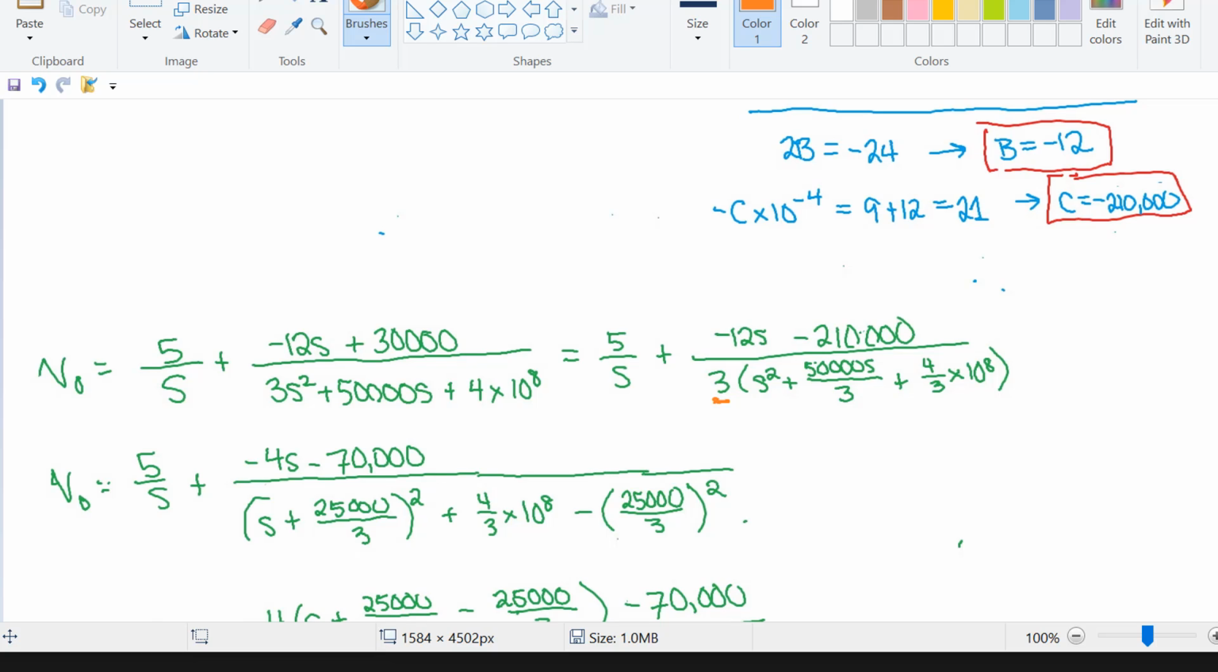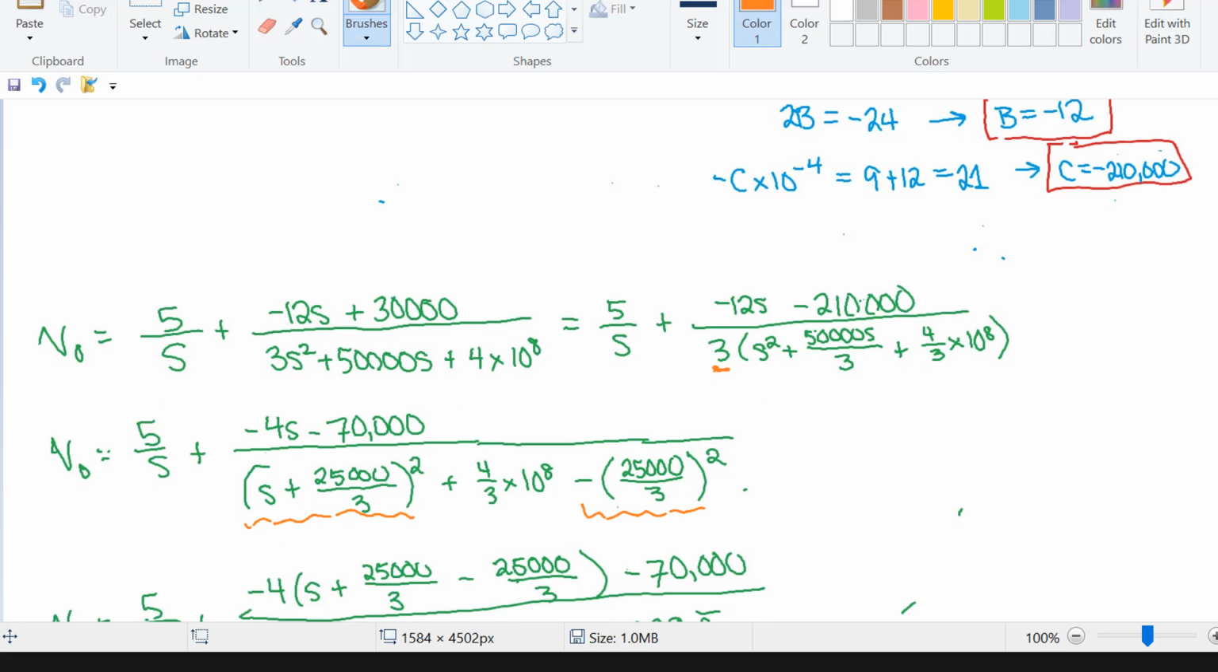When you add it, that allows you to write the first 3 terms as this perfect square. And then we already had plus 4/3 times 10 to the 8th. And then here's the subtracting part of it, right? So I added and subtracted 25,000 over 3 quantity squared.